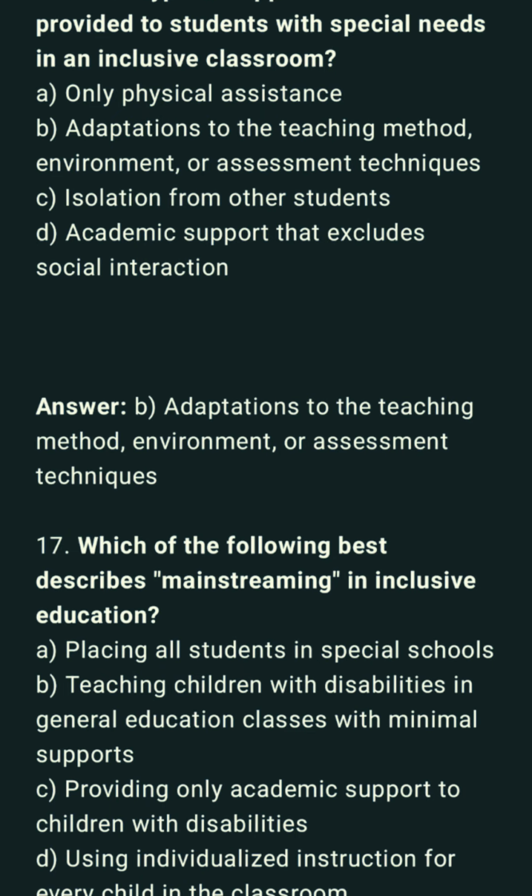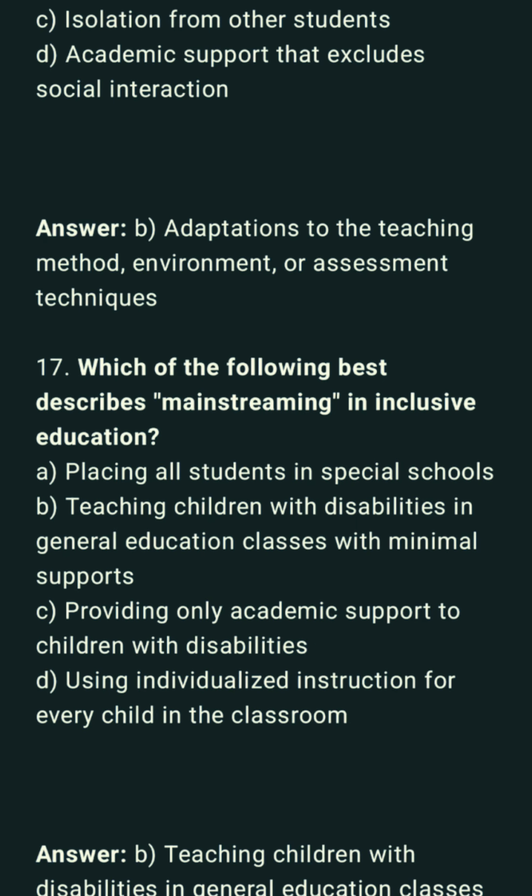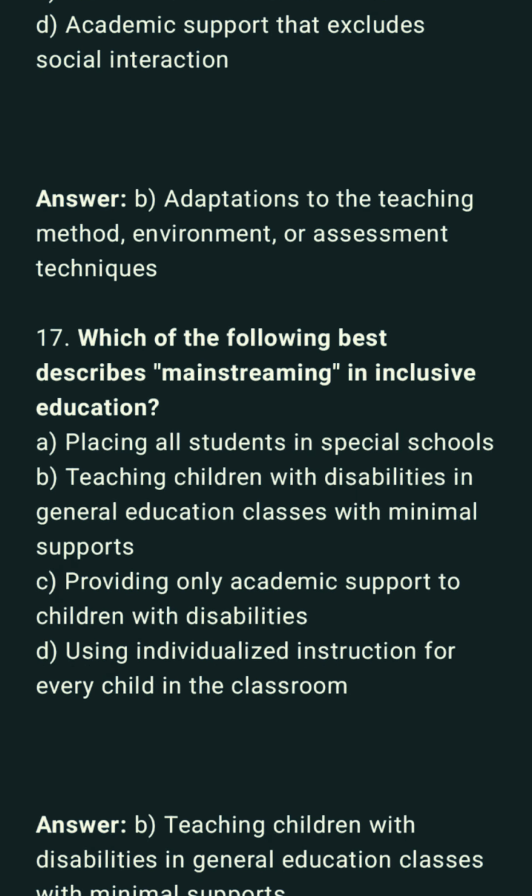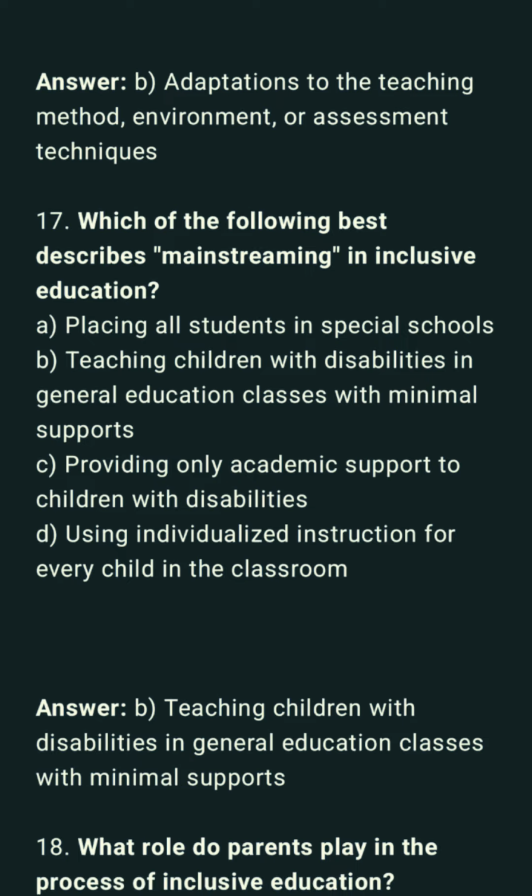Which of the following best describes mainstreaming in inclusive education? The answer is number B, teaching children with disabilities in general education classes with minimal support.